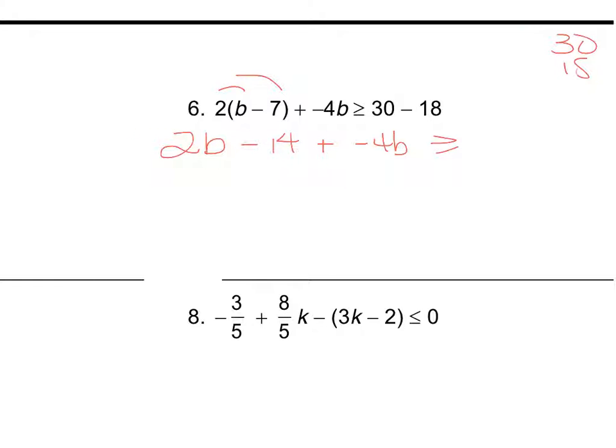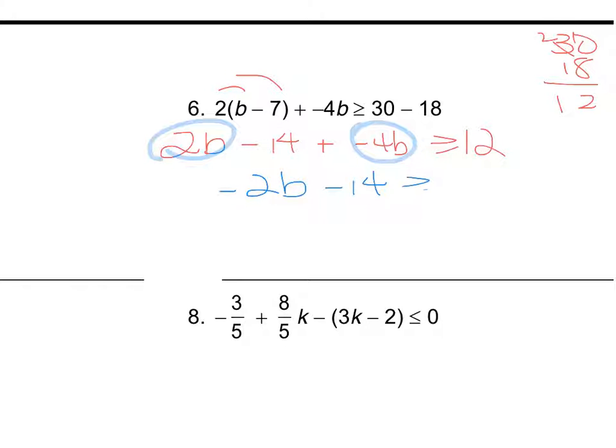the 30 and the 18. And I get 12. Over here on this left side, notice you have a 2b and a negative 4b that you can group together. Because they're both on the left side, we're not doing inverse operations here. So I'm going to go ahead and group them, and I get negative 2b minus 14 greater than or equal to 12. Add 14.